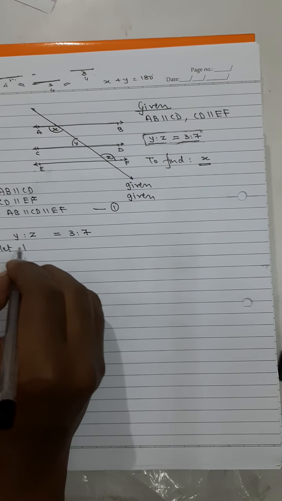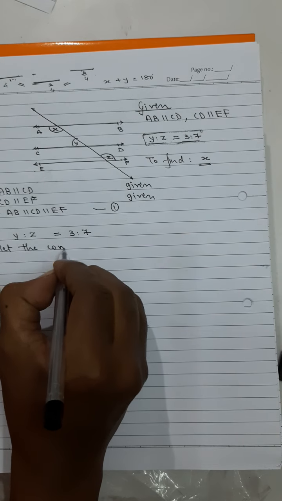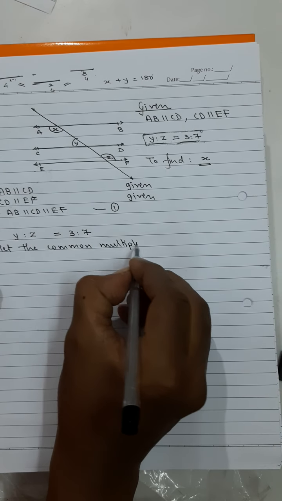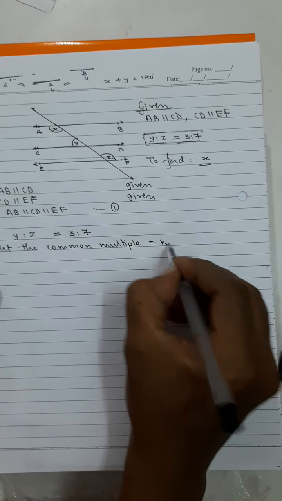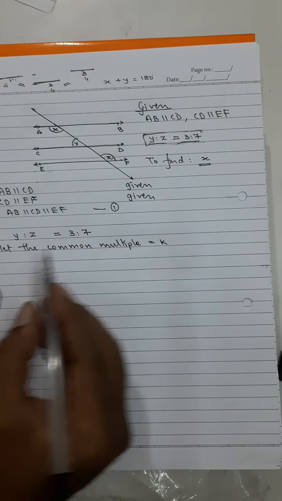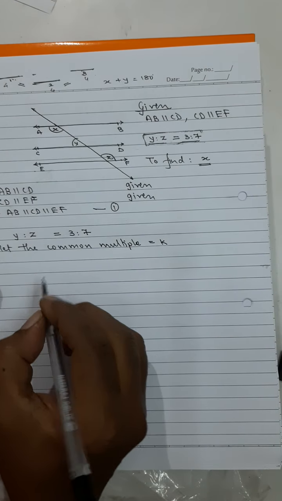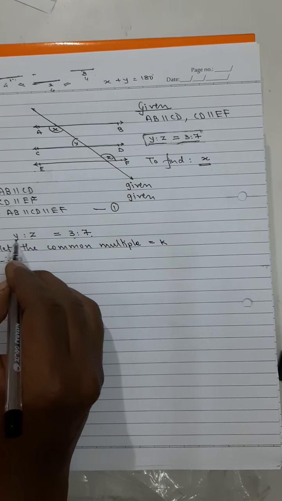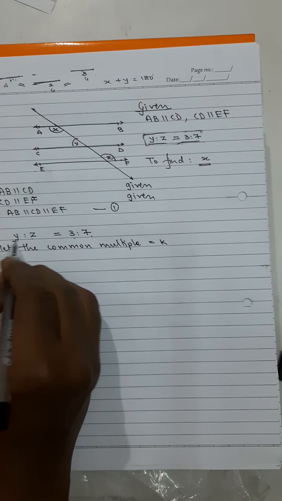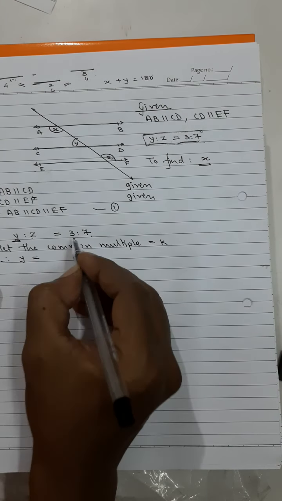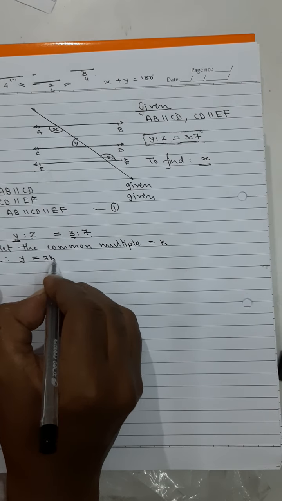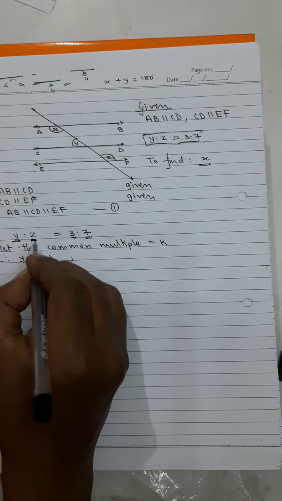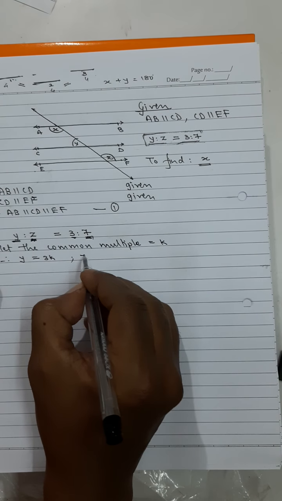Let the common multiple, now usually when we take common multiple be equal to x, but because here x is already there, let the common multiple be k. Why this common multiple? Y is to z is equal to 3:7. That means if common multiple is k, that means y is equal to 3k. This you have understood. Z is equal to 7k. Are you getting? Z will be equal to 7k.